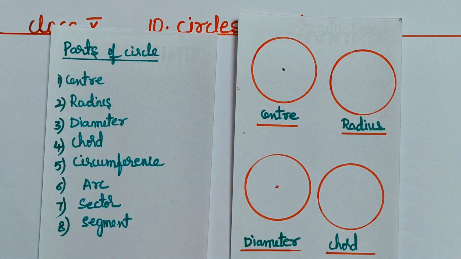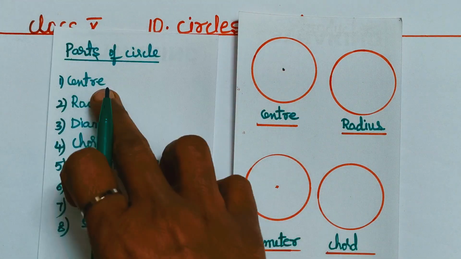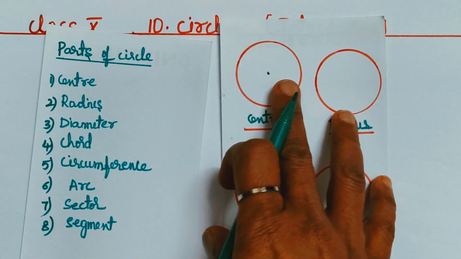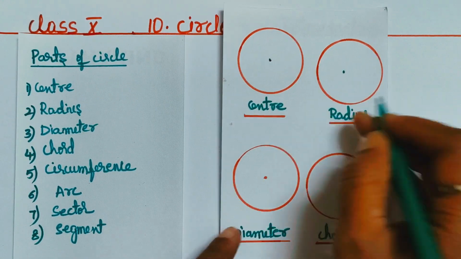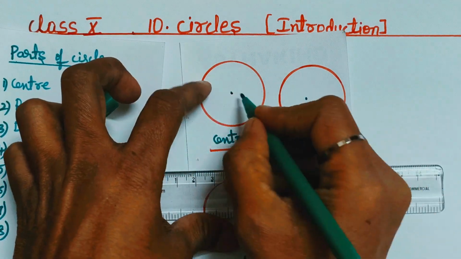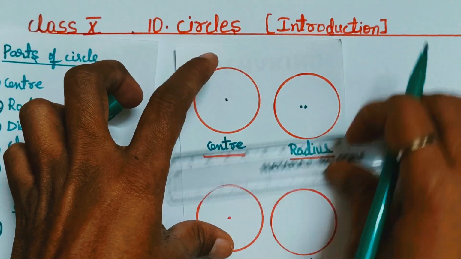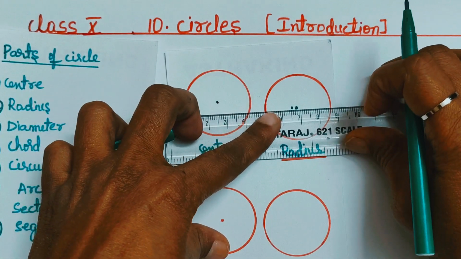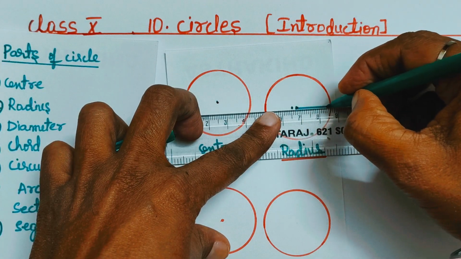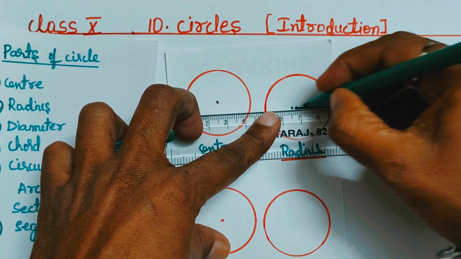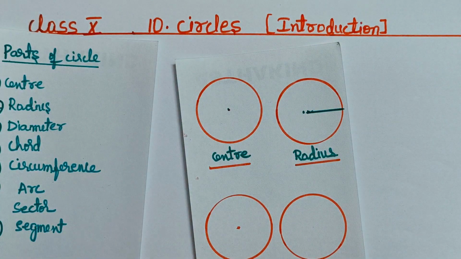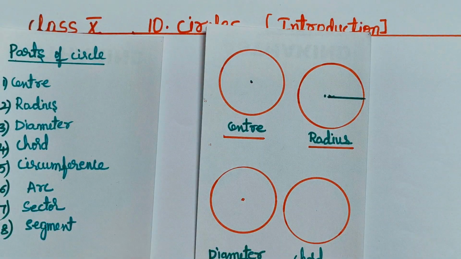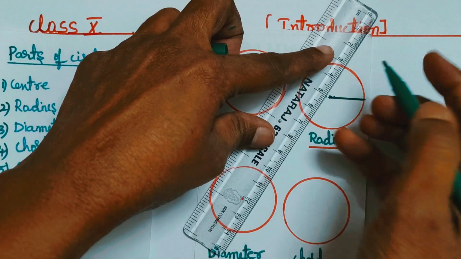Next, what is the radius? See, this is the center. A line joining the center point to the circle is called a radius of the circle. In a circle, how many radii are possible? An infinite number of radii. See, this is also one radius.